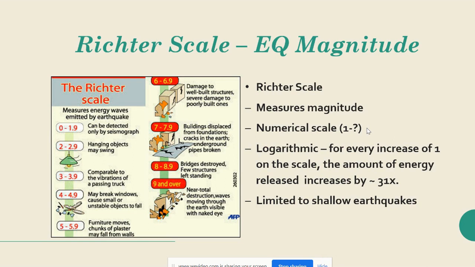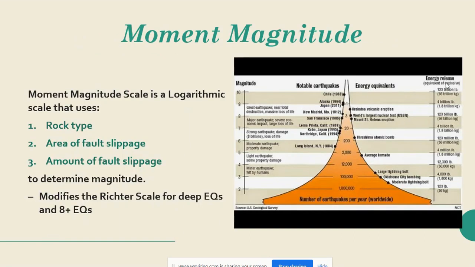But every increase of 1 on the magnitude scale for the Richter scale is an increase of 31 times in energy release. So what that means is a 6 magnitude earthquake is like 31 5 magnitude earthquakes put together. The energy released in a 6 magnitude earthquake is the same as, I'm sorry, 31 5 magnitude earthquakes. So as you can see, as you get higher in the scale, it gets really, really big in the amount of energy released by the earthquake.